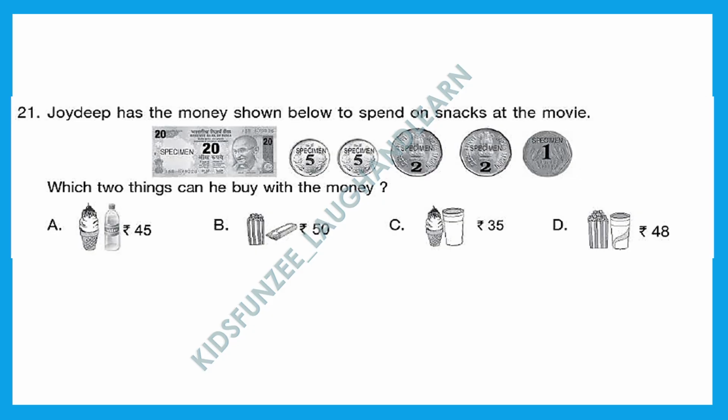Question 21. Joydeep has the money shown below to spend on snacks at the movie. Let's do the sum and find out. He has rupees 35. Which 2 things can he buy with this money? So anything which costs less than or equal to 35, he can definitely buy. And what is that? That is option C, because that costs rupees 35.